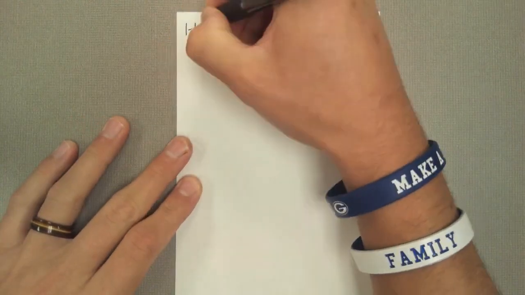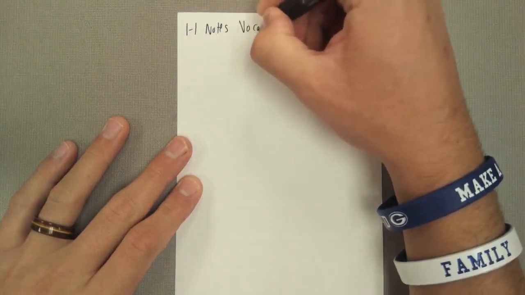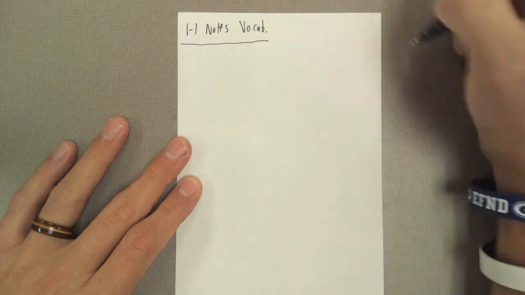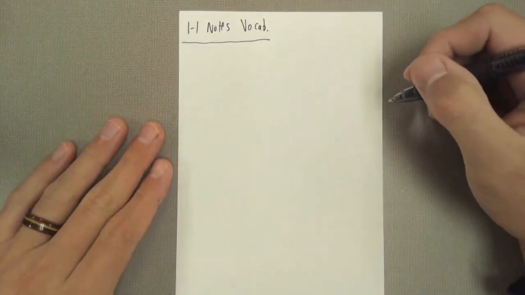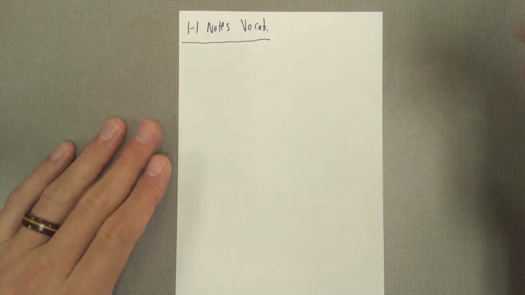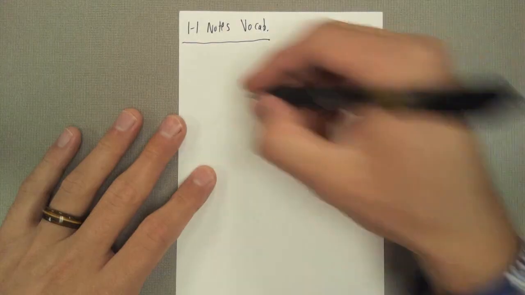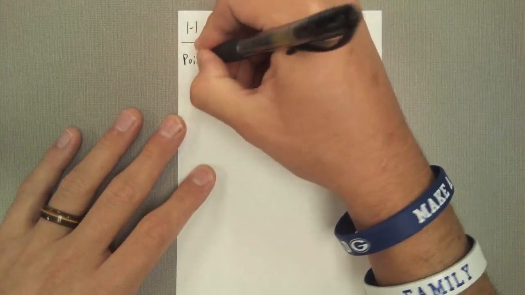Okay, so this is 1-1 notes. I'm going to go ahead and go over the vocab first. I think there are six vocab words, and then we just kind of talk about how those words interrelate. Let's start with a point.